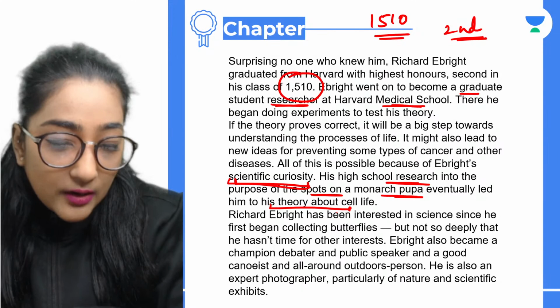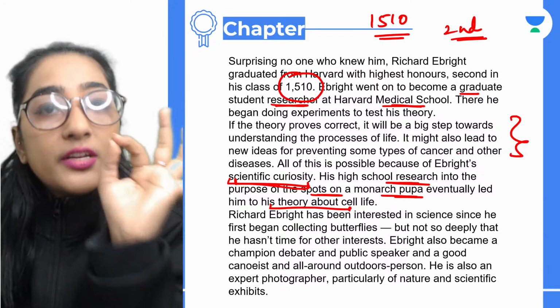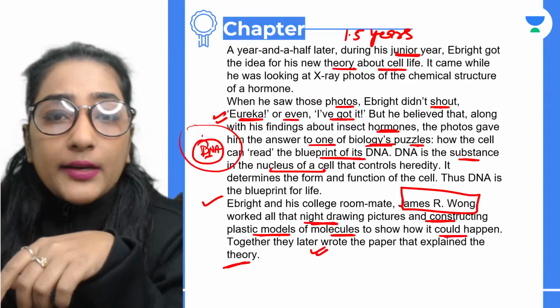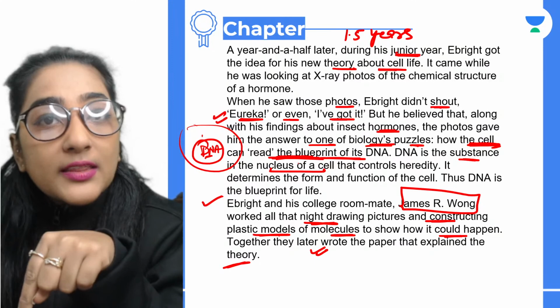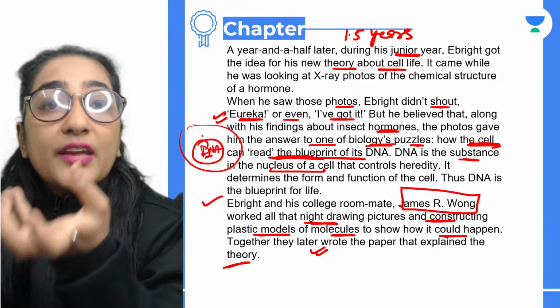The only theory that we are talking about here is testing the theory that it copies. What did I tell you here, Shrey? That here he says how the cell can read the blueprint of its DNA. So this is the theory. This is basically the thing that he came to know, how the cell can lead to life regeneration. Okay, do you get that?